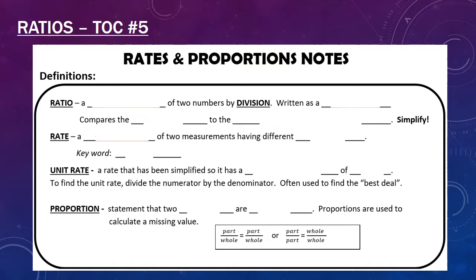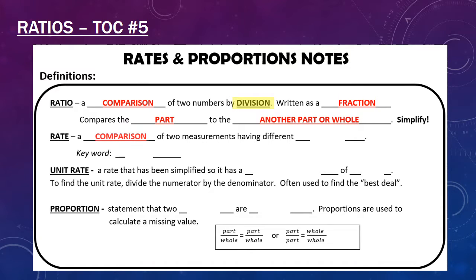So on the back side of your notes, we're going to continue with the definitions and the vocabulary. As we were saying, a ratio is a comparison of two numbers by division. Please highlight division. It doesn't look like division, but that's what that fraction bar means. It means divided by. It can be written as a fraction, and most of the time ratios are written that way. It compares the part to another part or to the whole, and then you have to simplify.